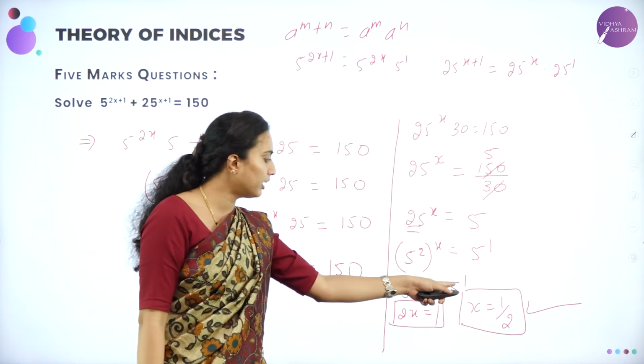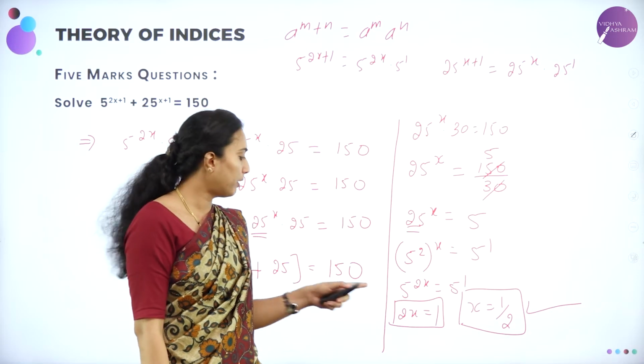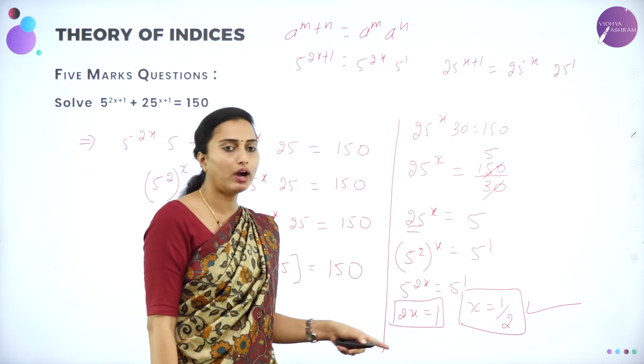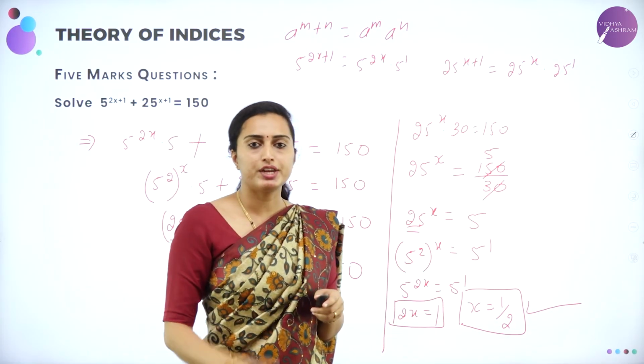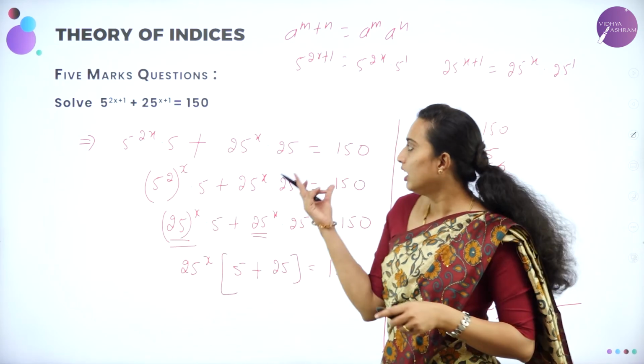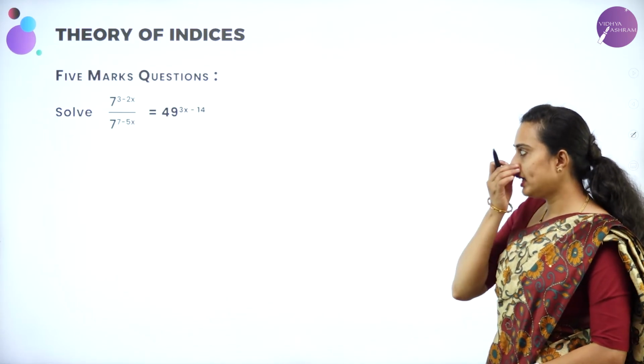Because the bases are equal, I can equate the powers. The powers are 2x is equal to 1. So x will be equal to 1 by 2. That is the solution for the given question. We'll move on to the next question.